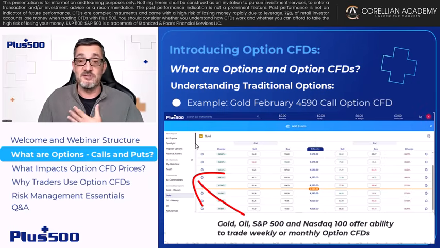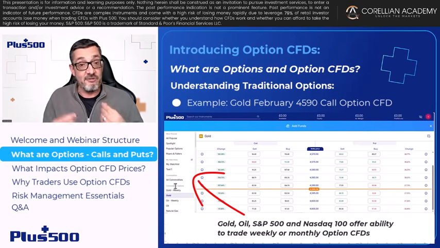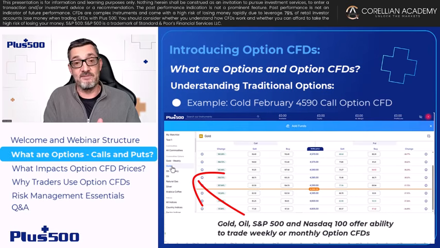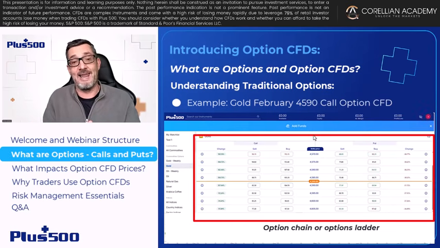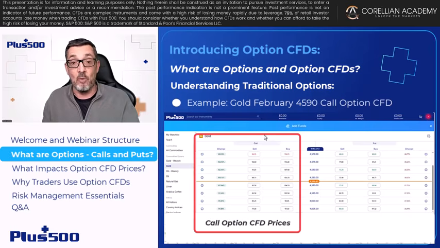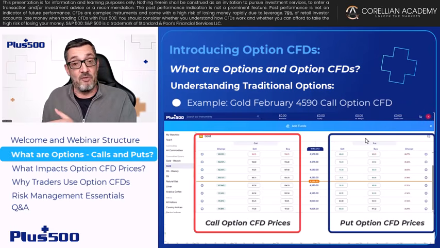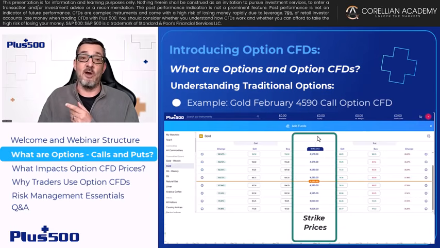You can access options by scrolling down the list on the left-hand side of the screen. For example, I am accessing the monthly gold contract. What you see on screen is known as the options chain or options ladder. You have prices of calls that you can buy or sell on the left and prices of puts on the right. Down the middle of the screen, you have the various strike prices for gold that are available to trade.